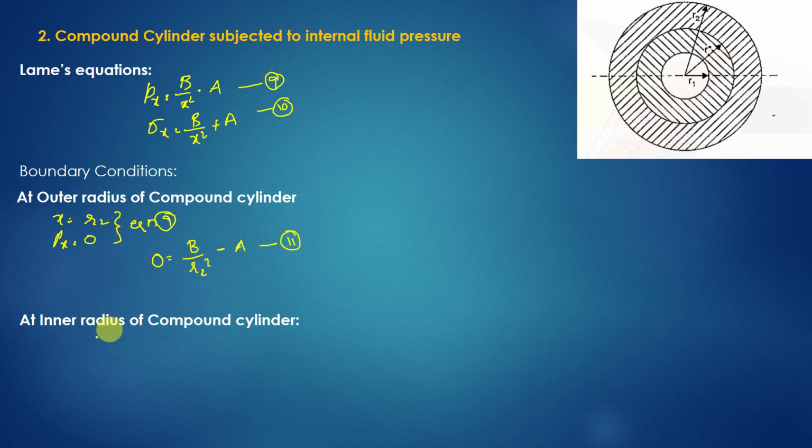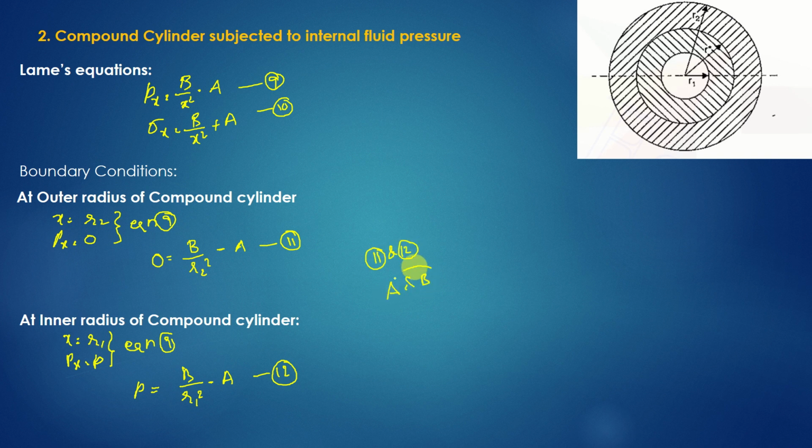Let us apply another boundary condition, that is at the inner radius. What happens to x at the inner radius? r1. And what happens to px? That is the fluid pressure, because now fluid is there inside, so we have to consider it as fluid pressure. Now substitute again in equation 9. What will we get? In place of px I will substitute p, that is equal to B by, what is x, r1 square minus A. So take it as equation number 12. Now by solving equations 11 and 12, we get the values of the constants capital A and capital B. After using that, you can easily find out the hoop stress variation in the compound cylinder. That will be better understood by a problem.